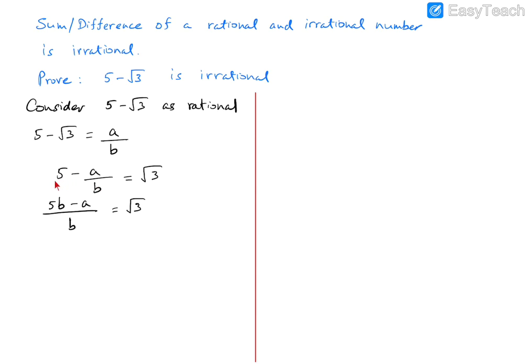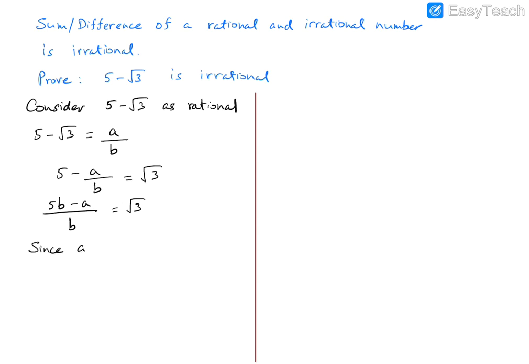So here in the denominator we have 1, so 1 times b is b, b into 5 is 5b, minus b goes into b 1 time, and 1 into a is a. So it's 5b minus a divided by b equals root 3. And since we have considered 5 minus root 3 as a rational number, we have represented that as a ratio of integers. So that means we are considering a and b as integers.